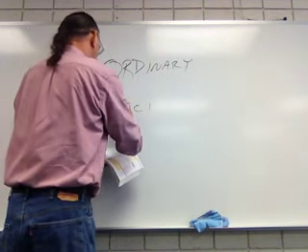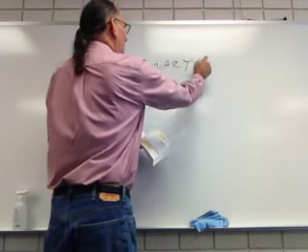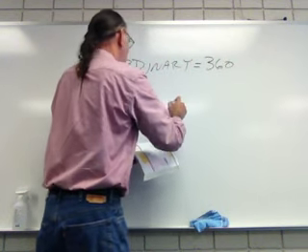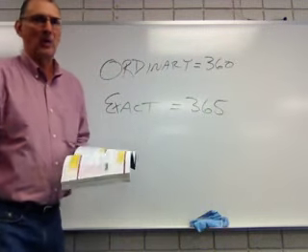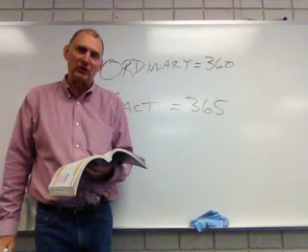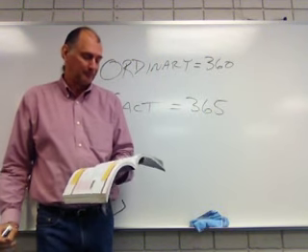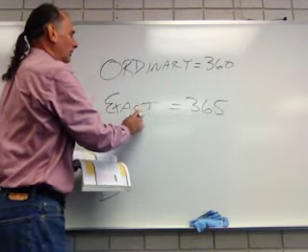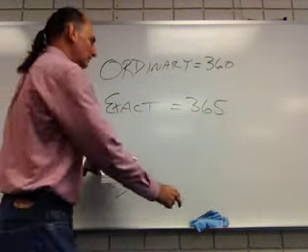Did I spell that wrong? Exact. Ordinary is 360 days. Exact is 365 days. So going back to chapter 4, when we talked about word problems, read the question, figure out what they want, and figure out how you're going to do it. That's the only difference. Ordinary is 360, exact is 365. You know that, you've got the whole chapter beat.